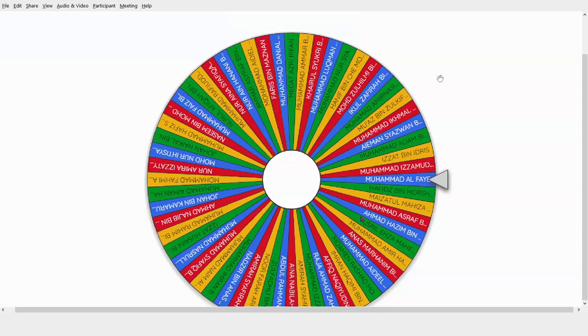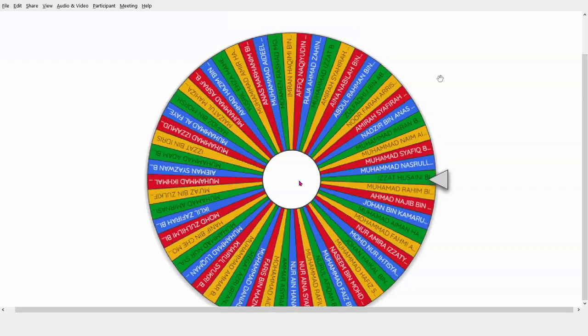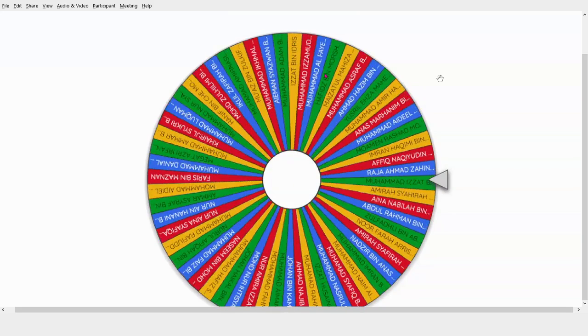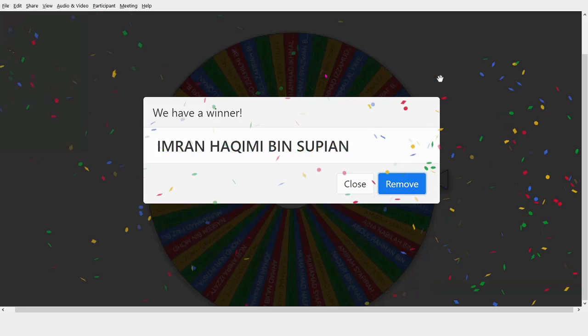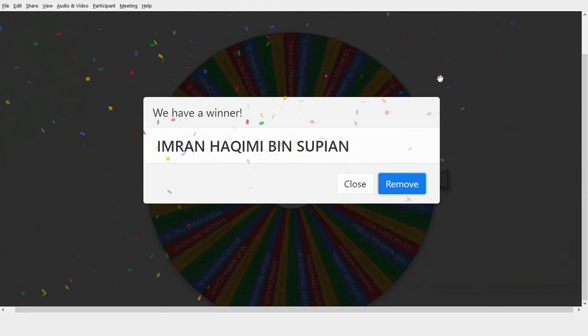So the first one, tadi your section ni. Okay, nampak tu Imran. Imran Hakimi on D. So put every elements on D. Okay, D1, D2, D3, D4. Okay, Imran D.